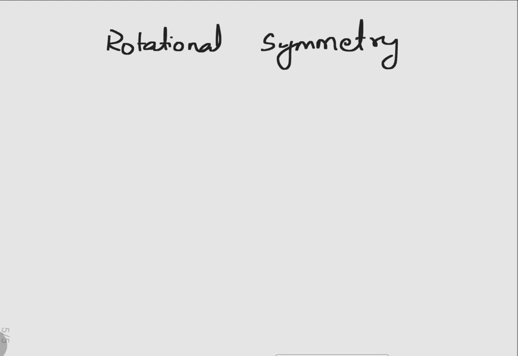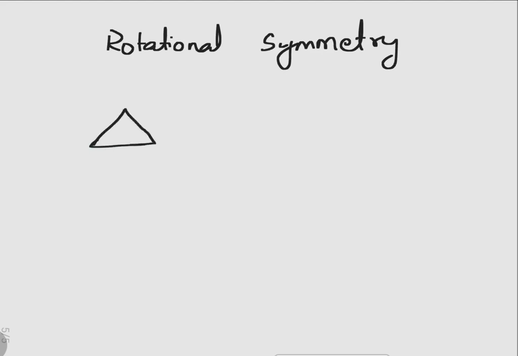Whenever a shape is rotated, it should look exactly the same. That is effectively rotational symmetry. Now, generally in an exam, you would be asked, what is the order of rotational symmetry? That's what you would be asked for. Which means, let us take a shape, an equilateral triangle.